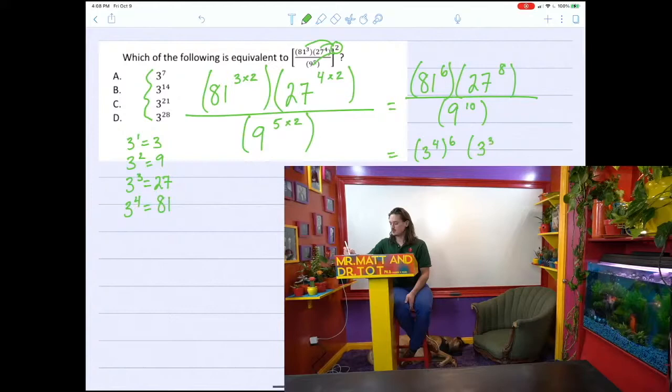Rewrite that. 3 cubed, and then that's still quantity raised to the 8th power. Instead of 9, I can write 3 squared. And that's still quantity raised to the 10th power. So 4 times 6 is 24, so we're going to have 3 to the 24th power times 3 times 8 is also 24, so 3 to the 24th power. Quantity divided by 2 times 10, which is going to be 3 to the 20th power.